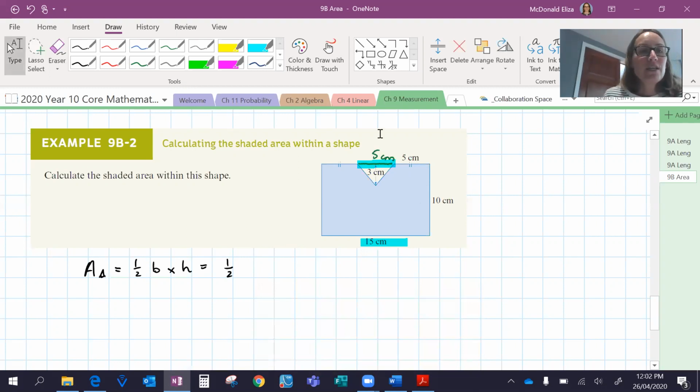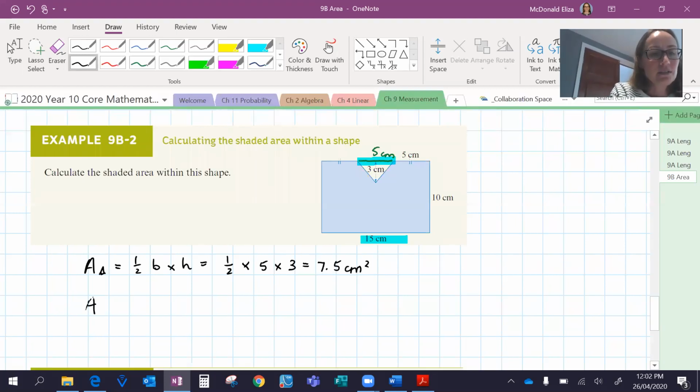So therefore, in our equation down here for the area of that triangle, we would say a half multiplied by our base of 5 multiplied by our height of 3 is going to give us an area of 7.5 centimetres squared. Okay, now we need to work out the area of the rectangle. Area of the rectangle is simply 15 multiplied by 10, two side lengths. 15 multiplied by 10 is equal to 150 centimetres squared.